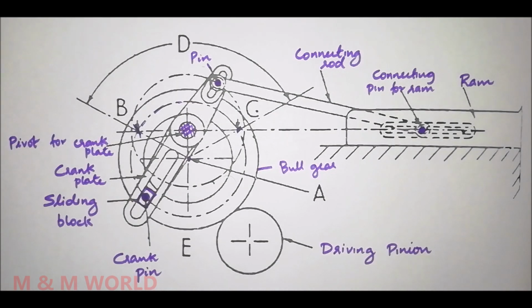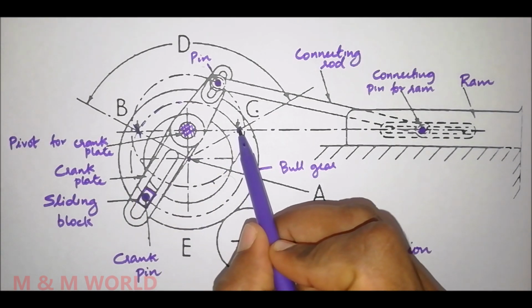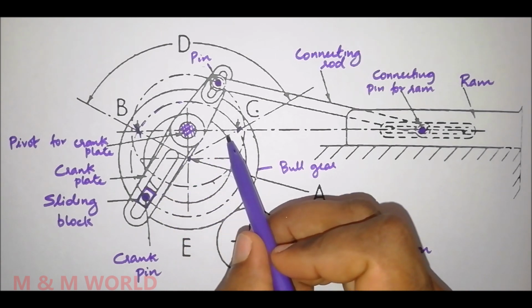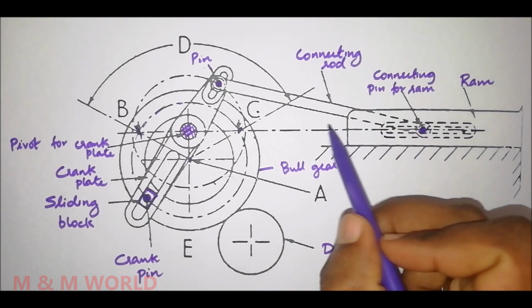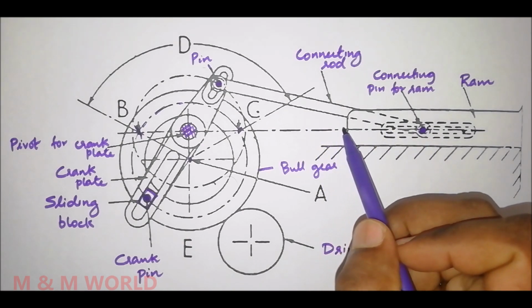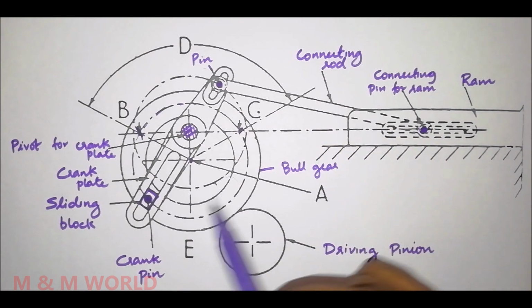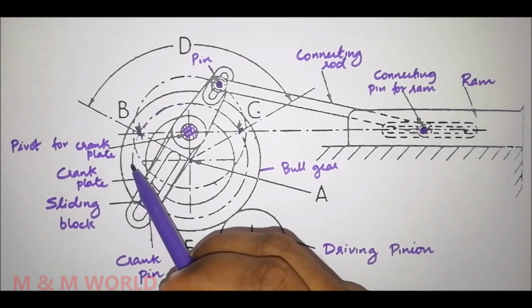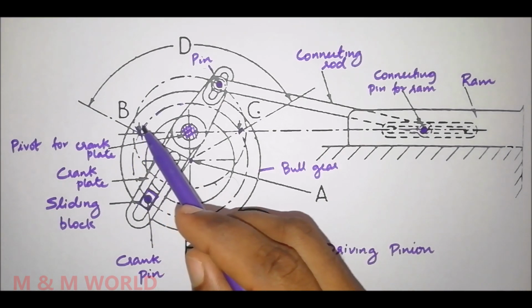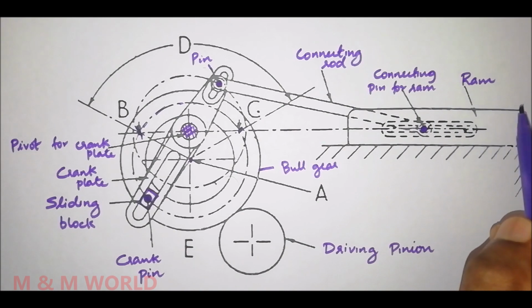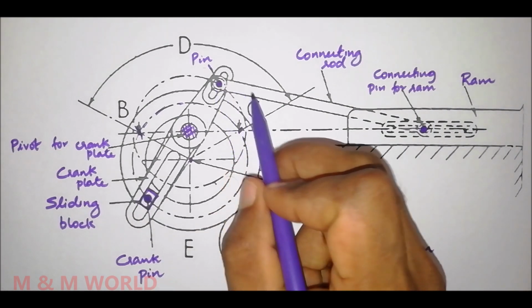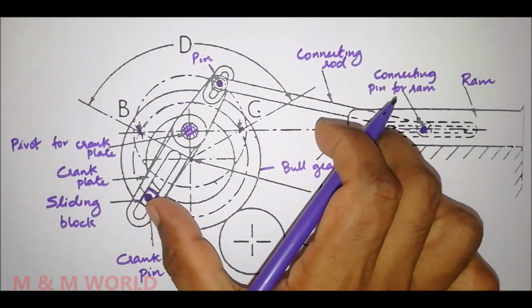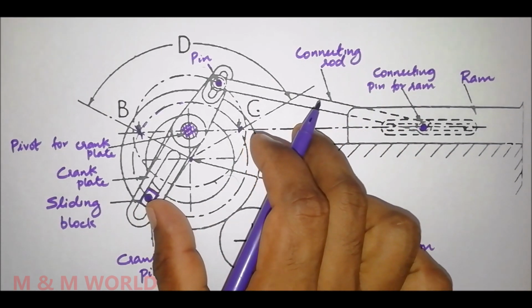So when the crank pin is at position C, the ram will be at the extreme backward position. And when the crank pin is at position B, the ram will be at extreme forward position. That is, when the crank pin is at C, this pin will be at this point, that is the ram will be at extreme backward position.